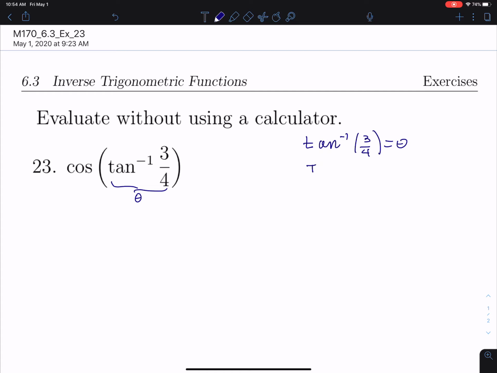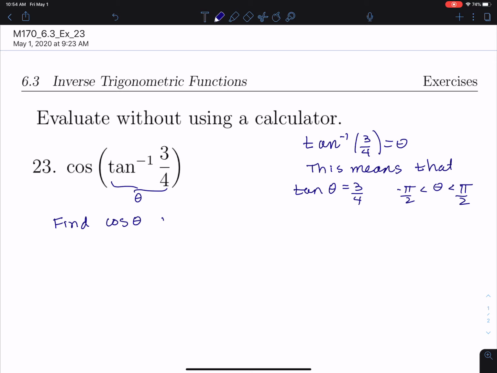This means that tangent of theta equals 3/4. Theta is going to be between negative pi over 2 to pi over 2. I don't think we actually have to think about that. So what we're trying to do is find cosine theta when tangent theta equals 3/4.